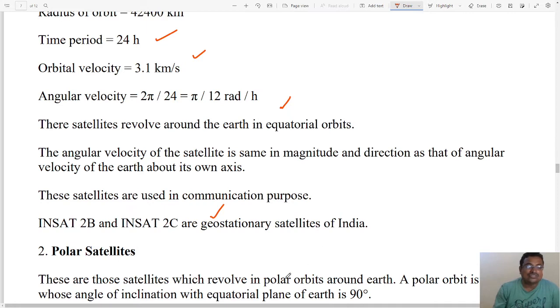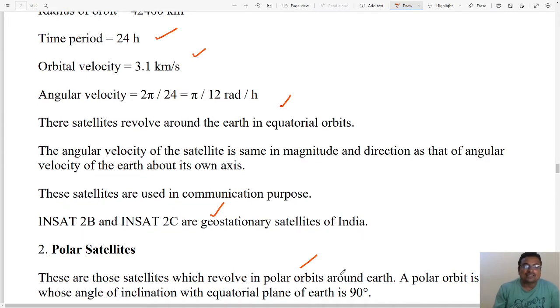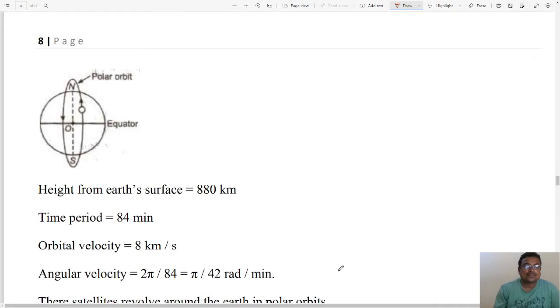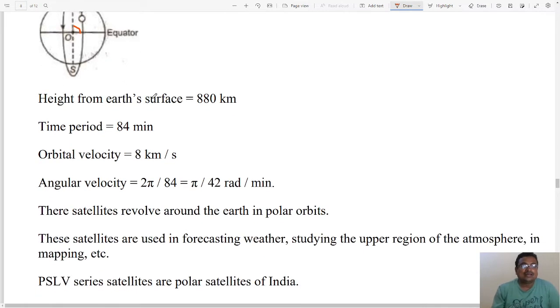A polar satellite revolves in a polar orbit. The polar orbit is one whose angle of inclination with the equatorial plane is 90 degrees. The height from the Earth is 880 kilometer, time period 84 minutes. Orbital velocity is 8 kilometer per second. Angular velocity is this value.